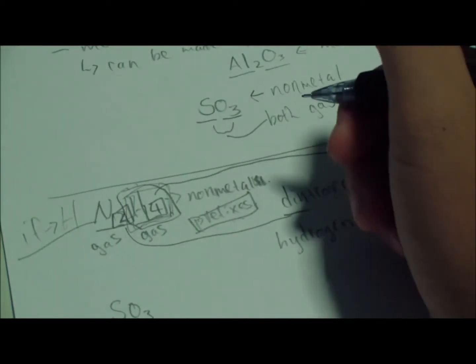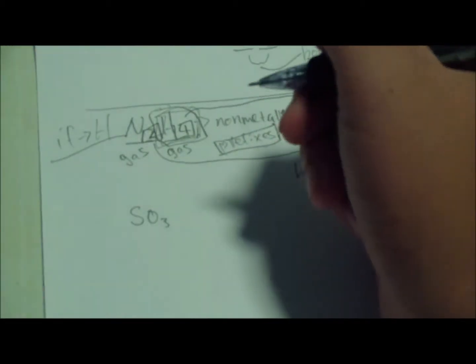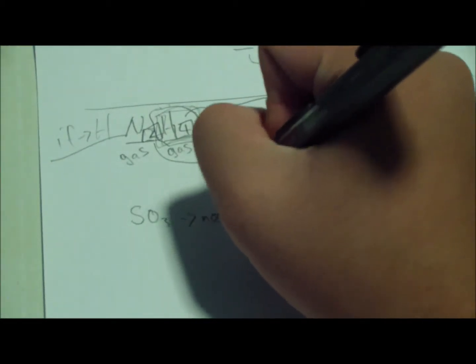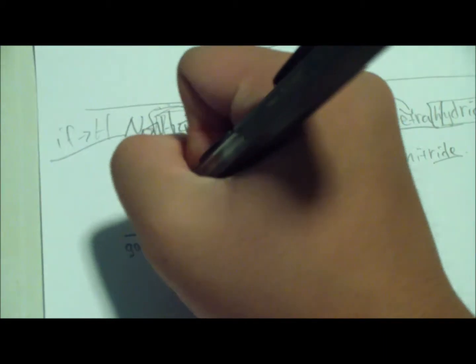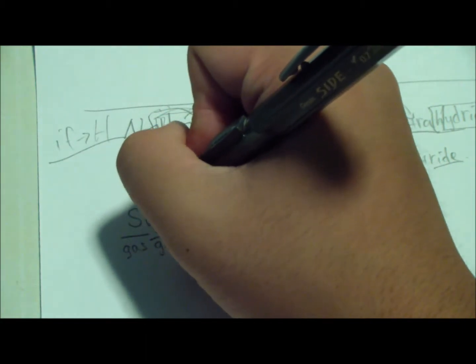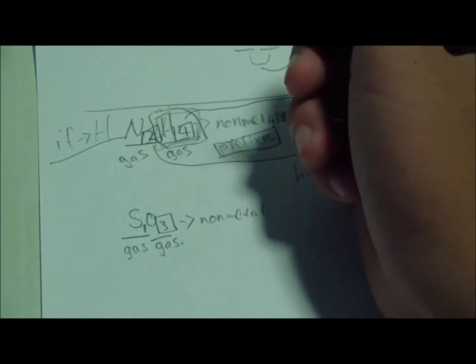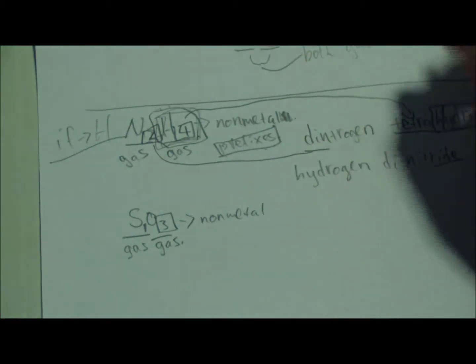SO3. First you look at whether it's non-metal or metal. I would call this non-metal, gas. Now look at the numbers they have. O has 3, S has no number here, but there's an invisible 1.